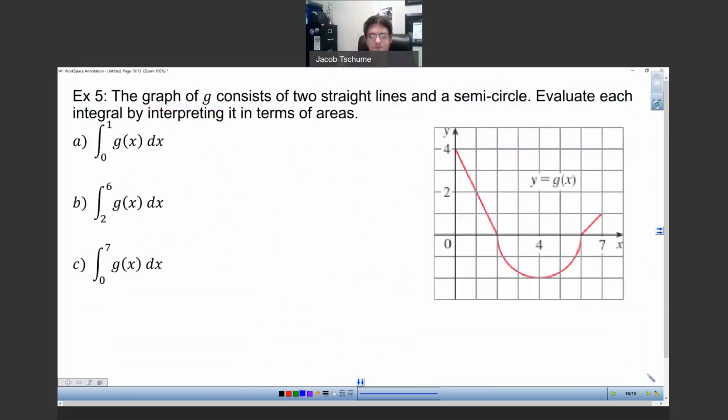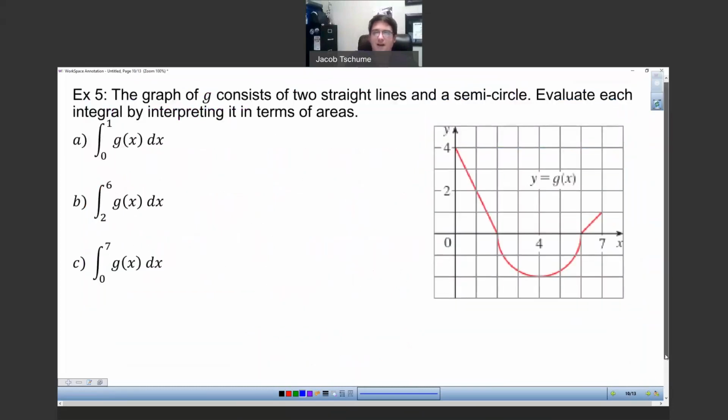All right. So let's move back and let's do something besides rectangles. Let's do some integrals. Remember, integral is just area under a curve. Let's see if we can do something like this. The graph of G on the right consists of two straight lines and a semicircle. Evaluate each integral by interpreting it in terms of area. So we're going to use a little bit of geometry here to help us. So I'm going to try to color coordinate the best I can here.